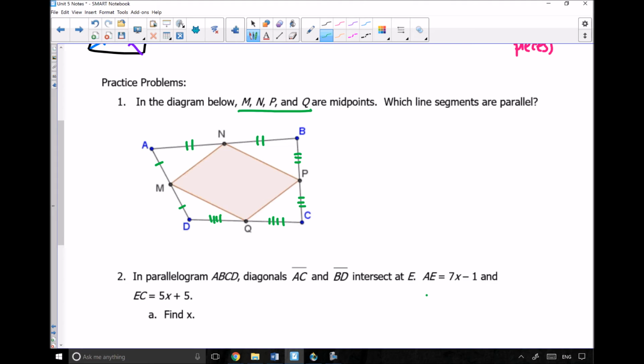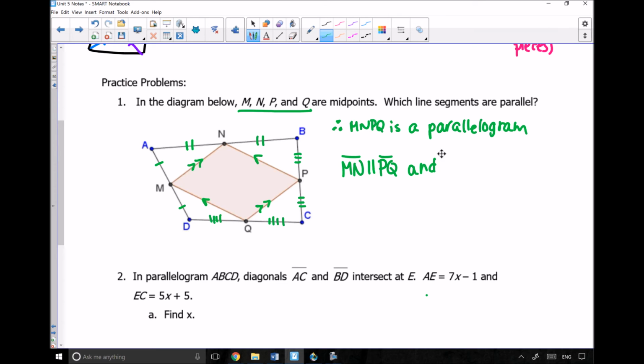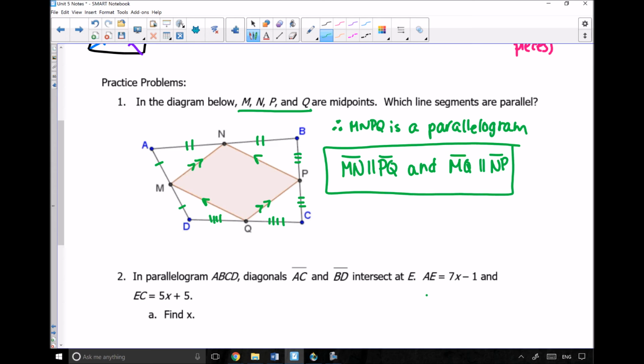Okay? And since they're all midpoints, we can also conclude that MNPQ is a parallelogram. And if MNPQ is a parallelogram, then we know that MN is parallel to QP, and we also know that MQ is parallel to NP. So we can say that MN is parallel to PQ. That's one of our answers. And MQ is parallel to NP. And we are good to go for question number 1.